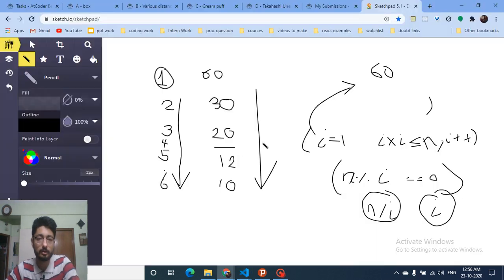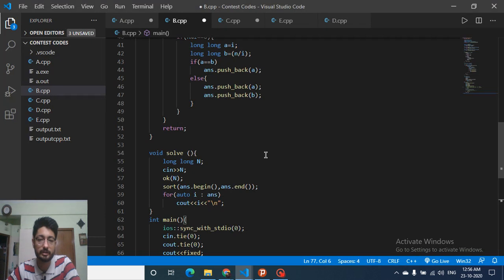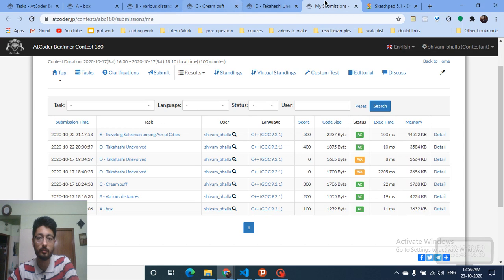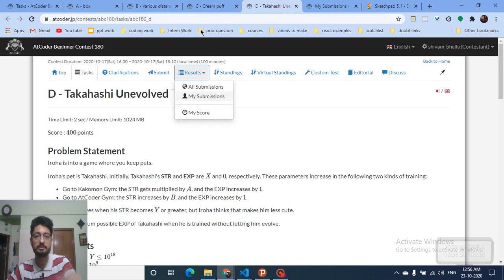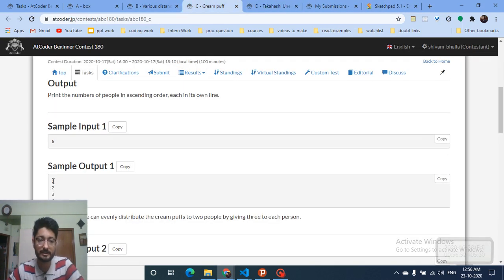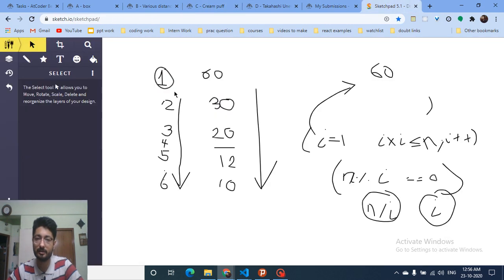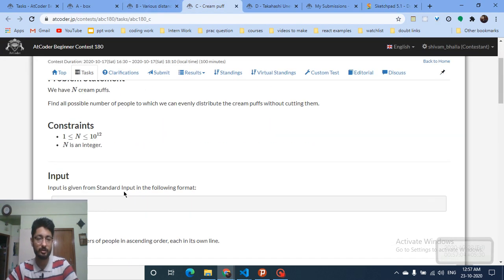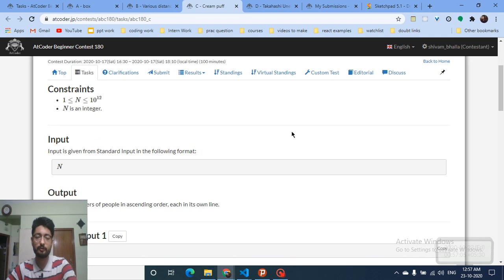So as you can see, in this question, one more thing here is that the factors will not be sorted, because you are first pushing 1 and then 60, then 2 and 30, 3 and 20, and so on. So the question statement says you have to output in increasing, ascending order. So you also have to sort them.